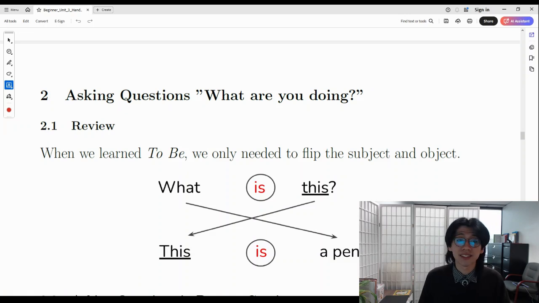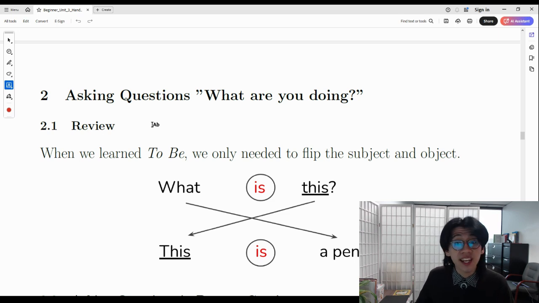In this unit, we are learning present continuous. We practiced in a previous video, and today we're going to learn how to ask questions in present continuous. Okay, so that's what we're going to do today.